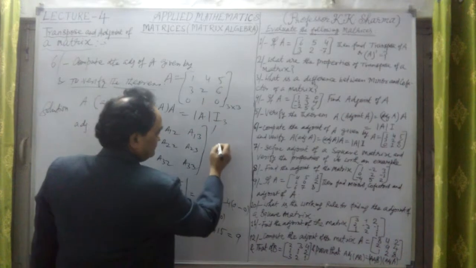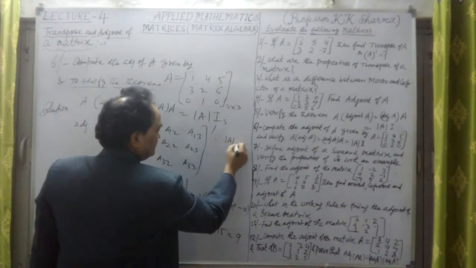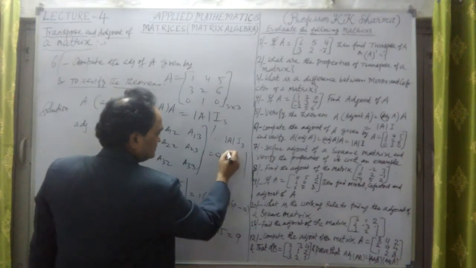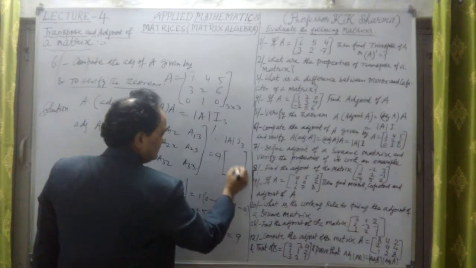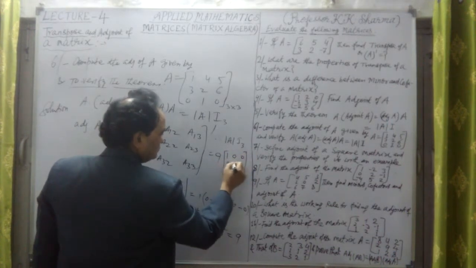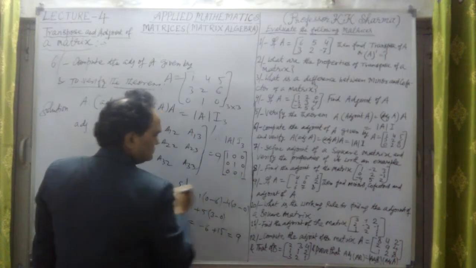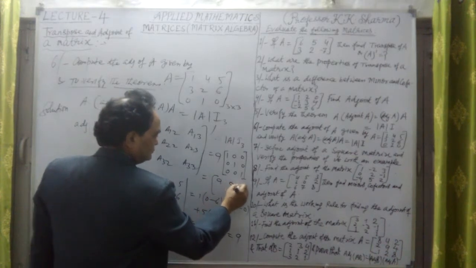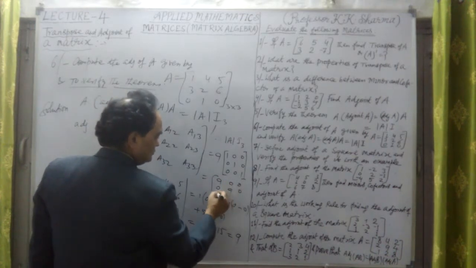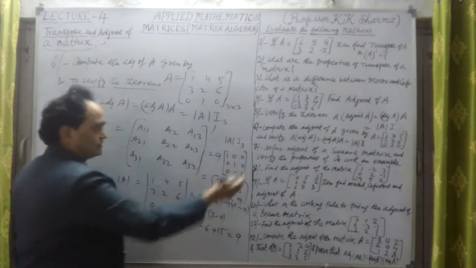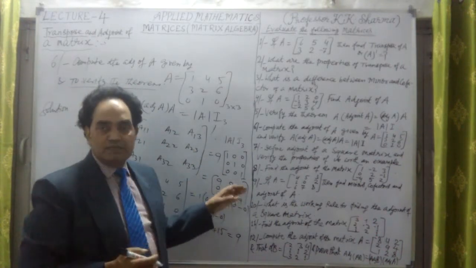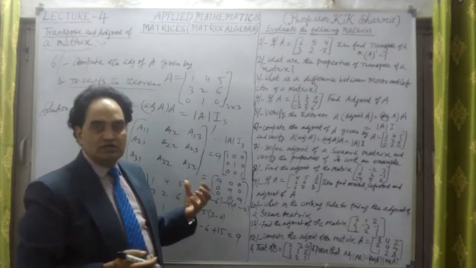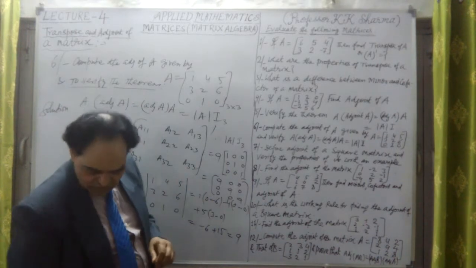Finally, for the value of this, determinant of A into I3 is equal to 9 times the unit matrix, which is 1 0 0, 0 1 0, 0 0 1. The final value is 9 0 0, 0 9 0, 0 0 9. So this is the right hand side. This we have to verify by multiplying adjoint of A into A, or A into adjoint of A. That is the point.